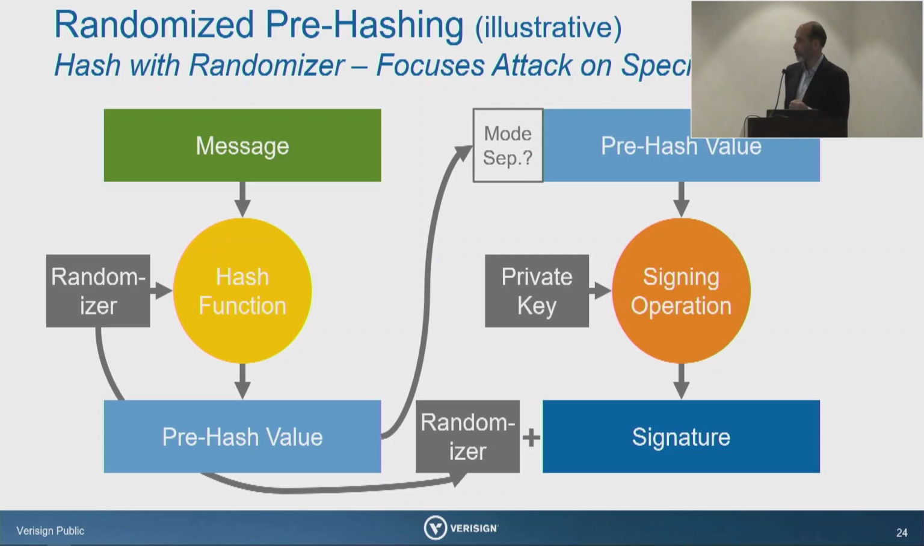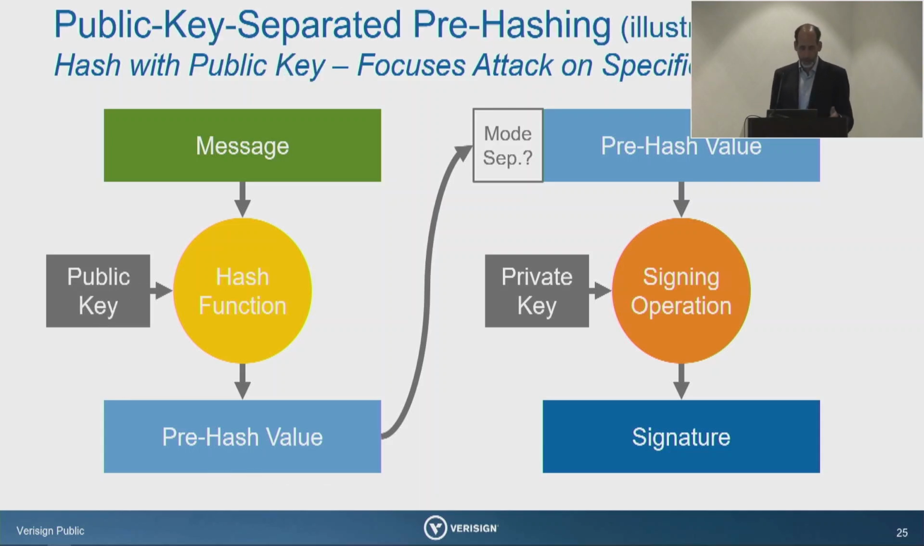So what if there were a mode of operation where a randomizer were a standardized part of it? Then you need some mode separator maybe for that pre-hash value, and you put the randomizer in place. Similarly, the concepts of multi-user security suggest that if you're hashing, it's helpful to include the public key or some other user-specific item in the input, because now any of the pre-work that's done by an adversary has to be targeted to that specific public key.